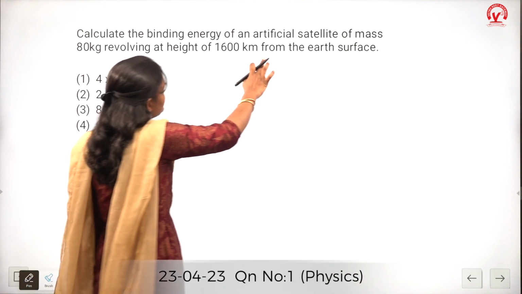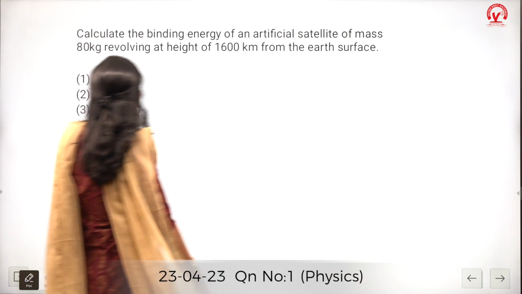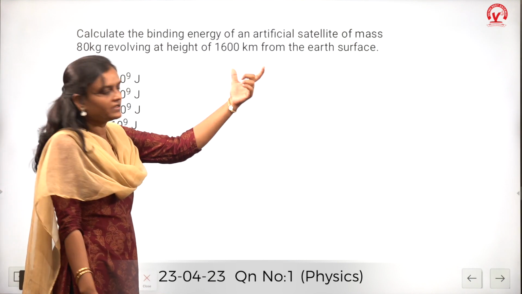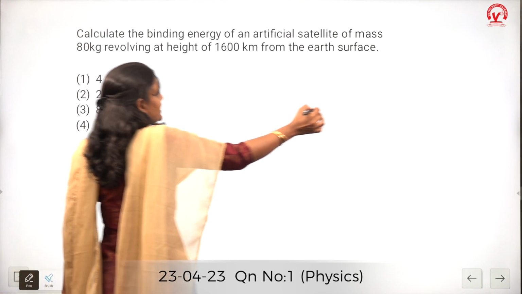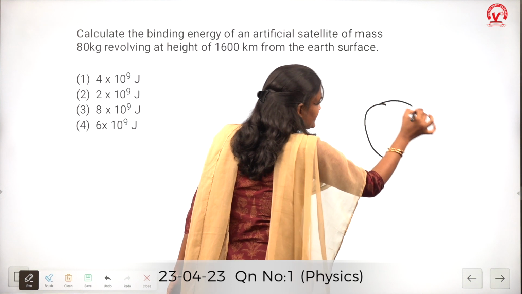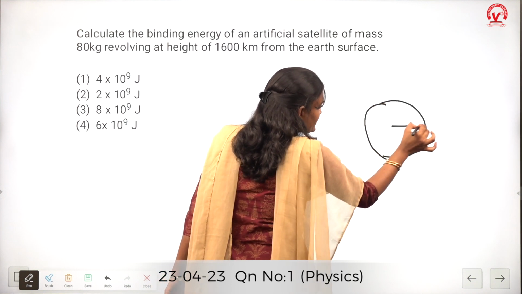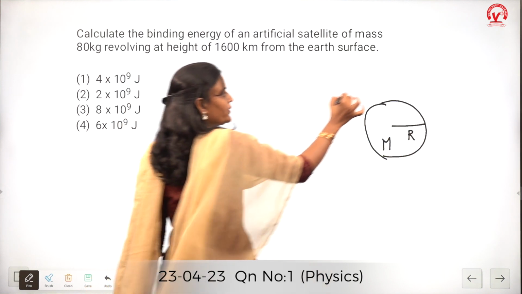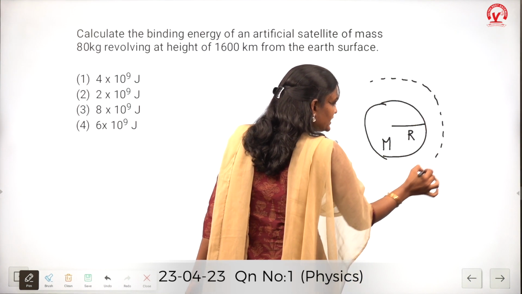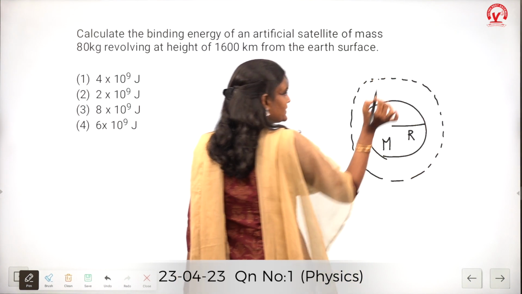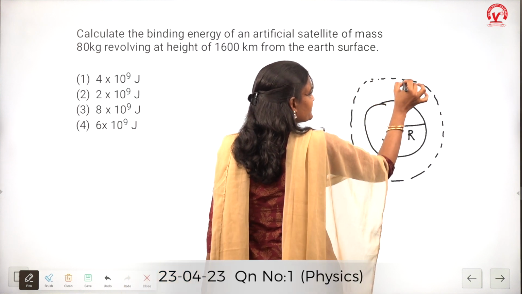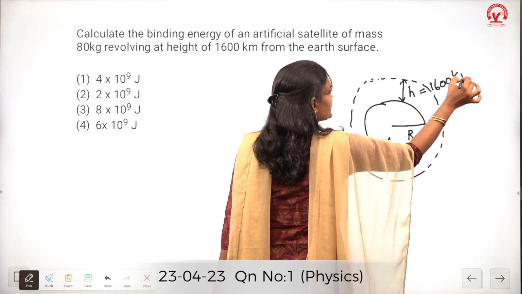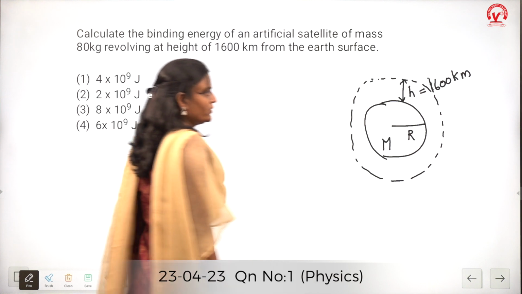Calculate the binding energy of an artificial satellite of mass 80 kg revolving at a height of 1600 km from the Earth's surface. I am going to take this as the Earth, keeping the radius of the Earth as R and the mass of the Earth as M. Now, a satellite is revolving around the Earth's surface at a height h equal to 1600 kilometer.